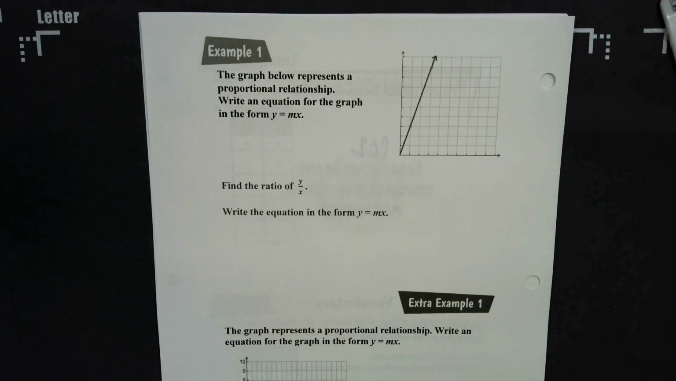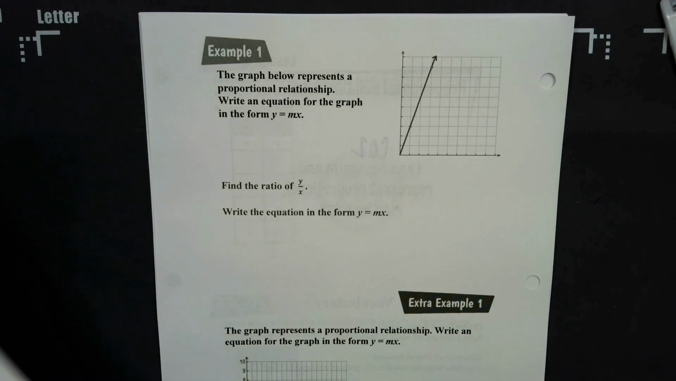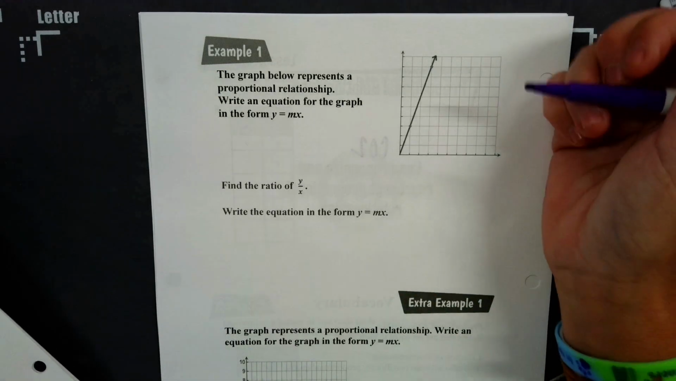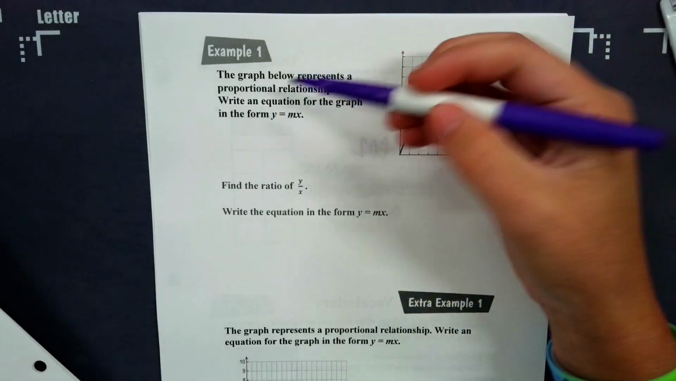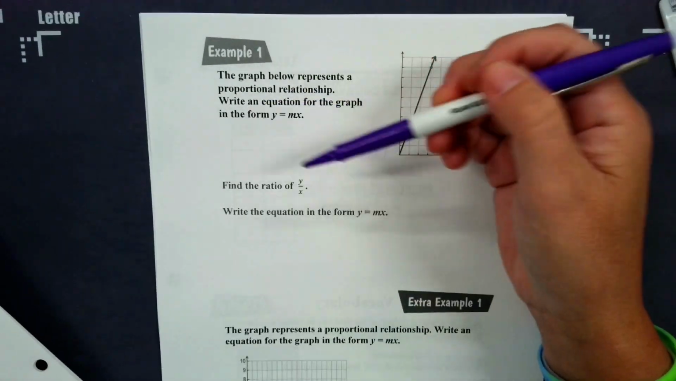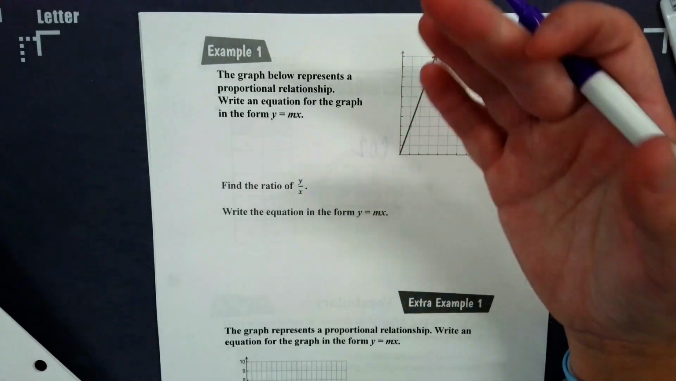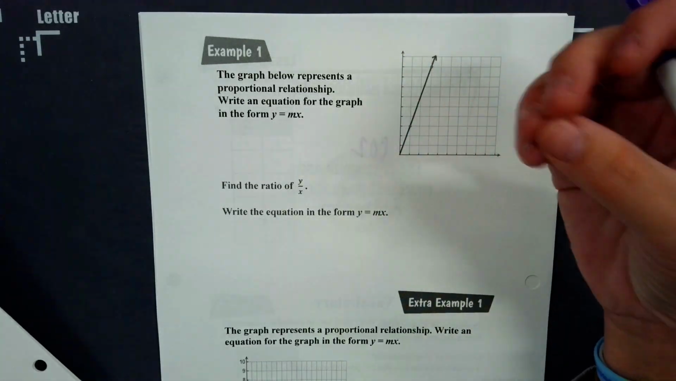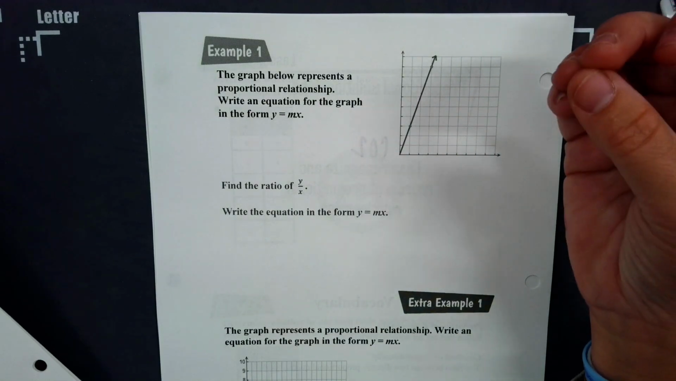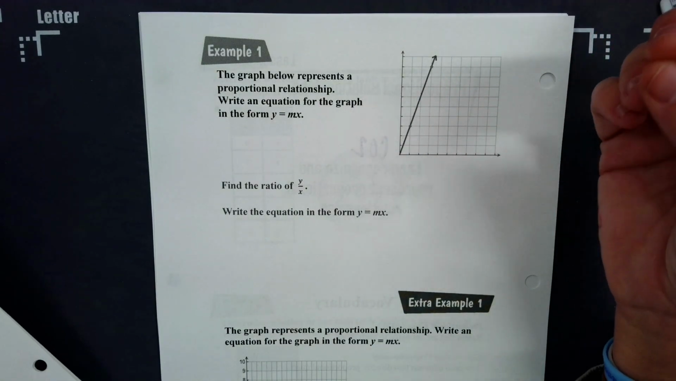Okay, it says the graph off to the side represents a proportional relationship. Write an equation for the graph in y equals mx form. In Unit 4, we're going to learn y equals mx plus b. We're just introducing y equals mx right now. In algebra, you will use this a lot.